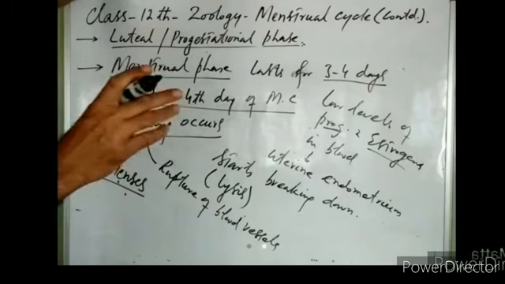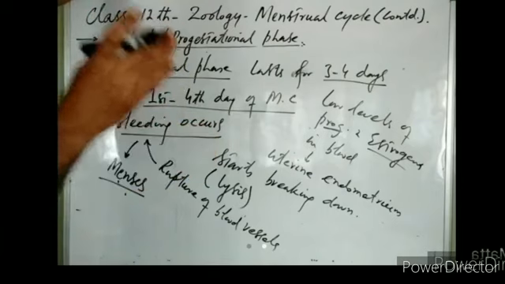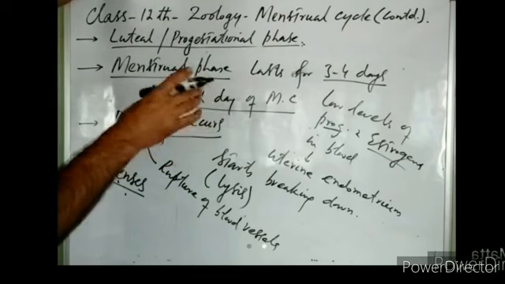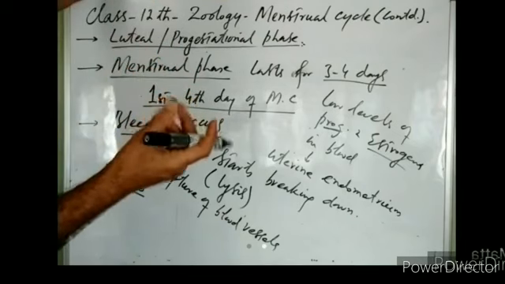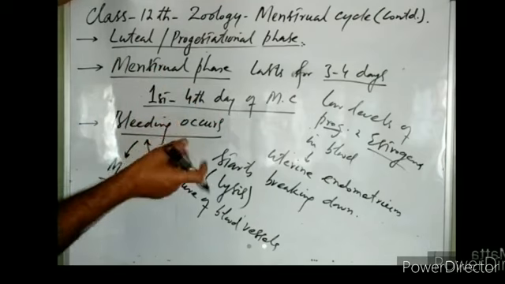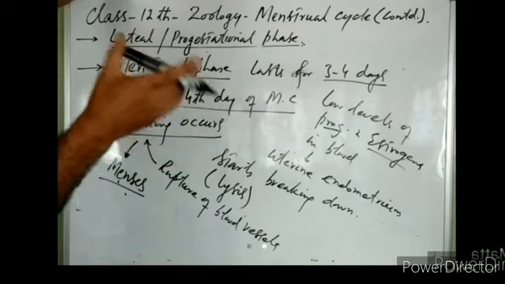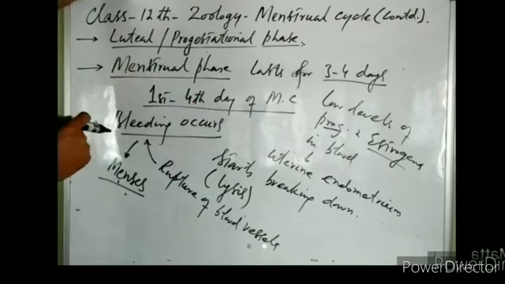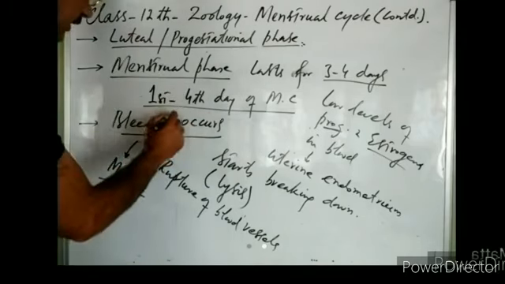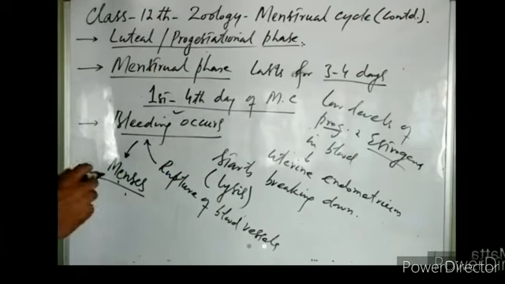And uterine endometrium starts breaking down. It starts lysis, right? So when uterine endometrium breaks down, it was rich in blood vessels, it was rich in glands, right? So those blood vessels rupture along with the uterine endometrium, right? So when blood vessels rupture, bleeding occurs.